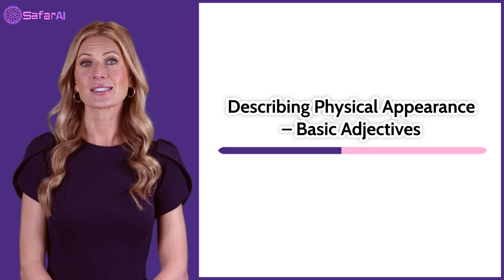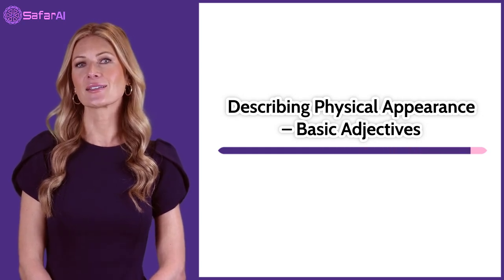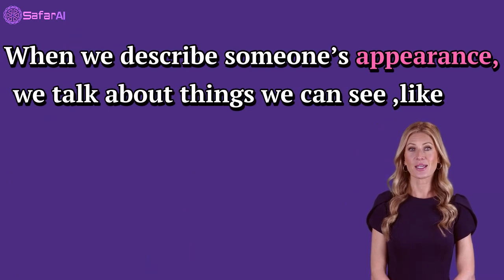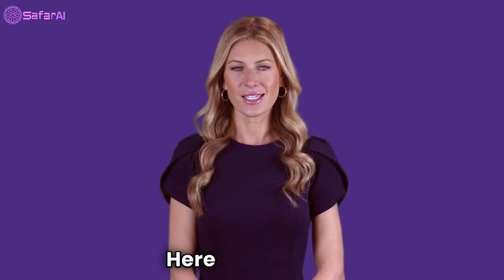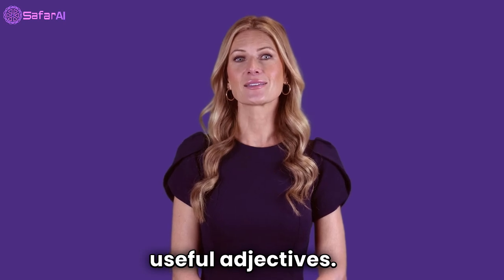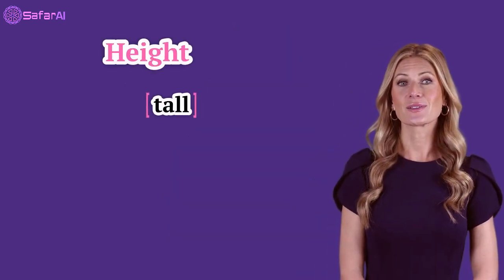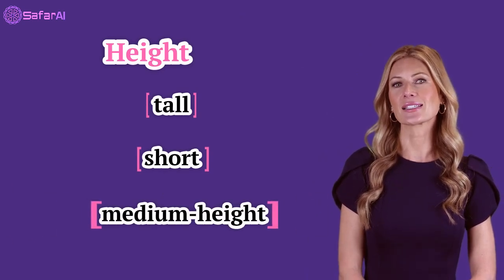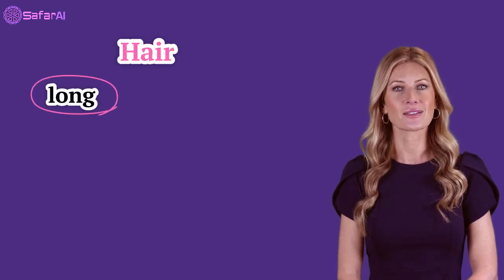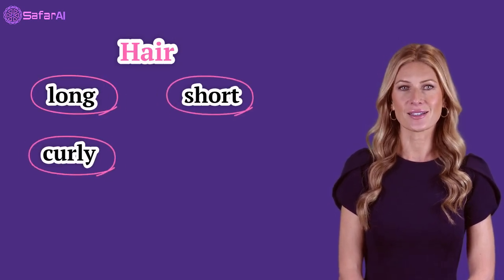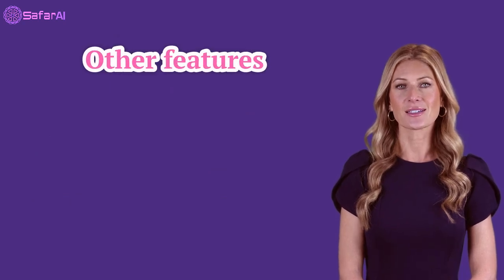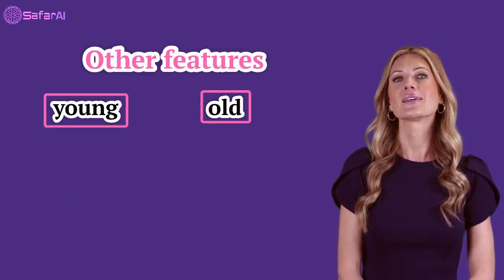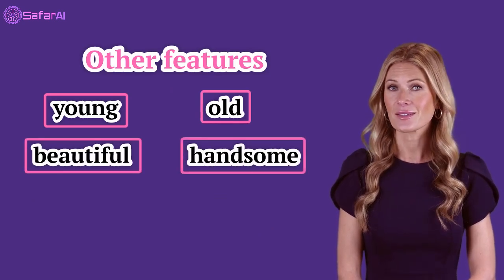Describing physical appearance, basic adjectives. When we describe someone's appearance, we talk about things we can see, like height, hair, and age. Here are some useful adjectives. Height: tall, short, medium height. Hair: long, short, curly, straight, dark, blonde. Other features: young, old, beautiful, handsome, good-looking.